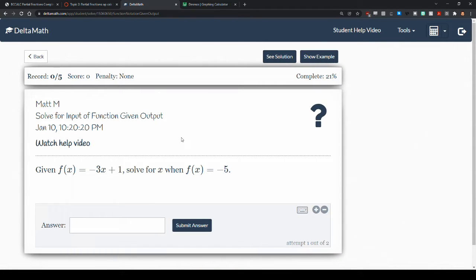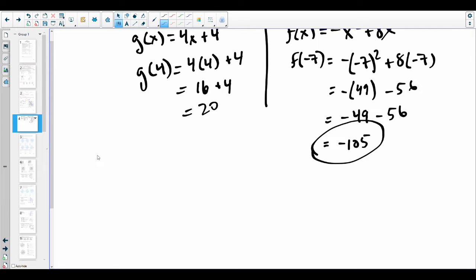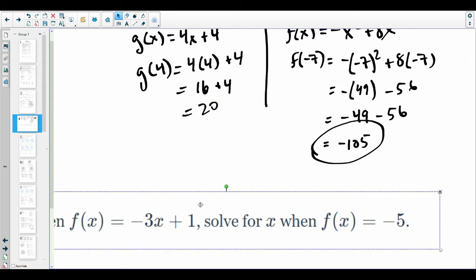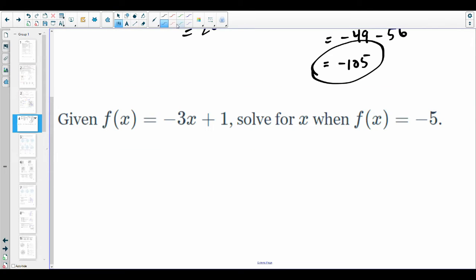Two more sections. Solve for the input of a function given the output. So here we're given f of x equals negative 3x plus 1. We're going to solve. Let's pop over to the Smart Notebook here. Do a little copy-paste action. There we go.